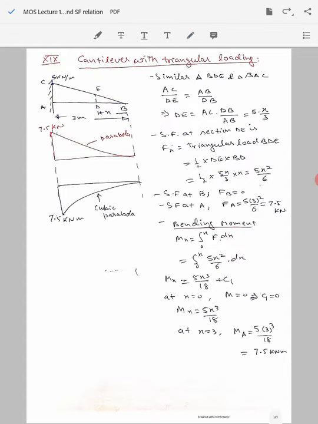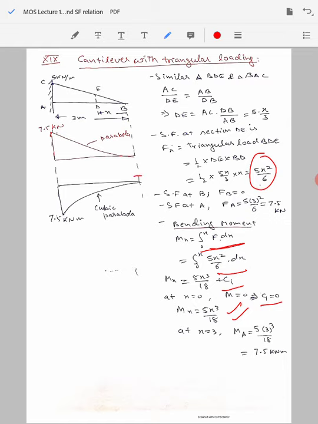Now for the bending moment, we have already obtained this equation of shear force. So let's make use of it: bending moment is equal to the integration of F dx from 0 to x. If we substitute over here, you will get the constant of integration c1 along with 5x cube by 18. At x equal to 0, we know that the bending moment is 0. So at the free edge in the cantilever beam, the bending moment is 0. That gives us c1 equal to 0. So our final bending moment equation will be 5x cube by 18.